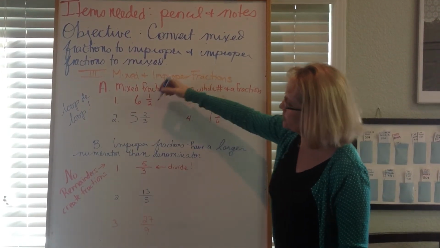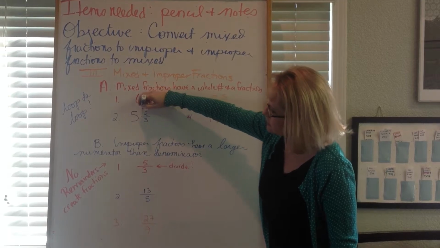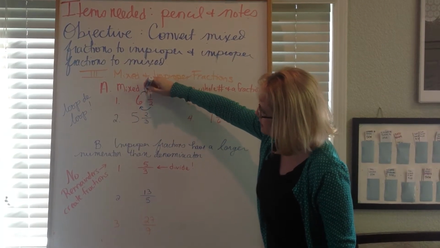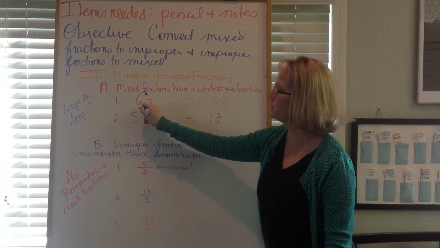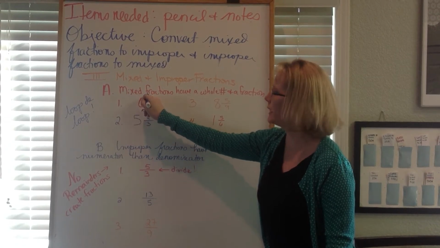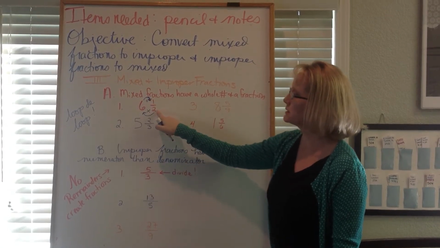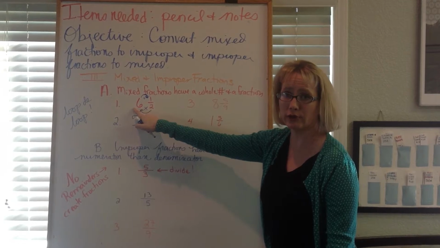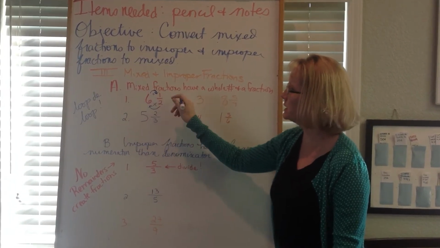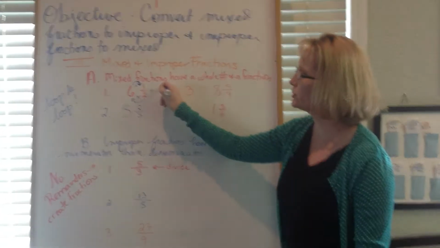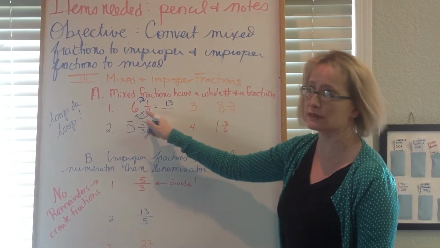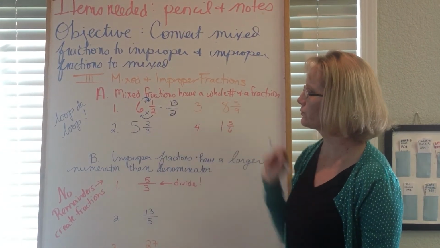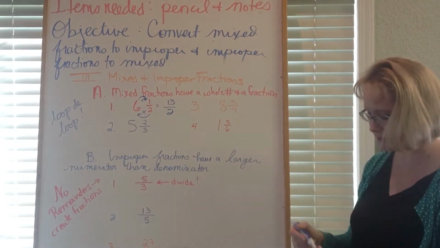And what we're going to do is we're going to draw two little arrows like this. They're looping. And the first loop multiplies, and the second loop adds. So 2 times 6 is 12, and 12 plus 1 is 13. So our new numerator is 13, and we keep the same denominator, 2. And that's turned it into an improper fraction.